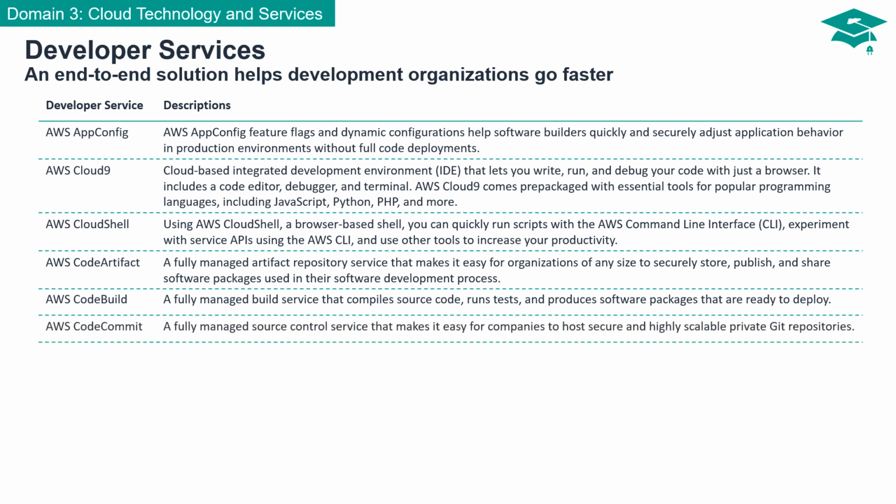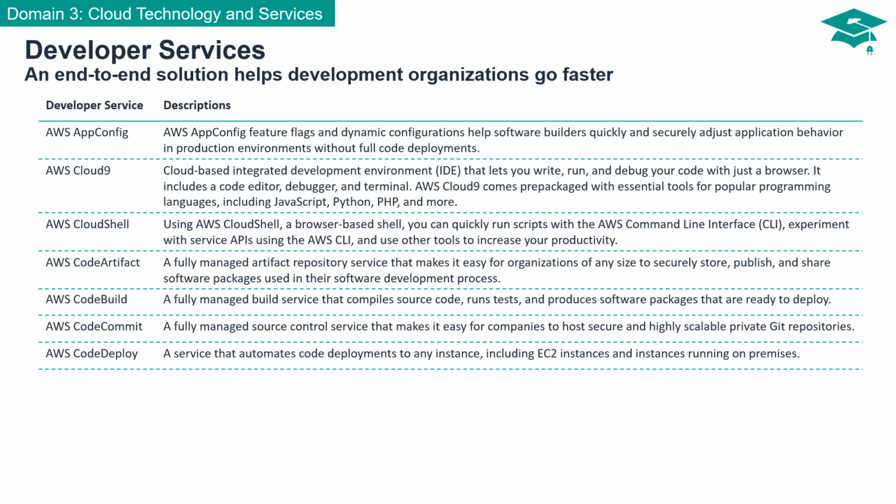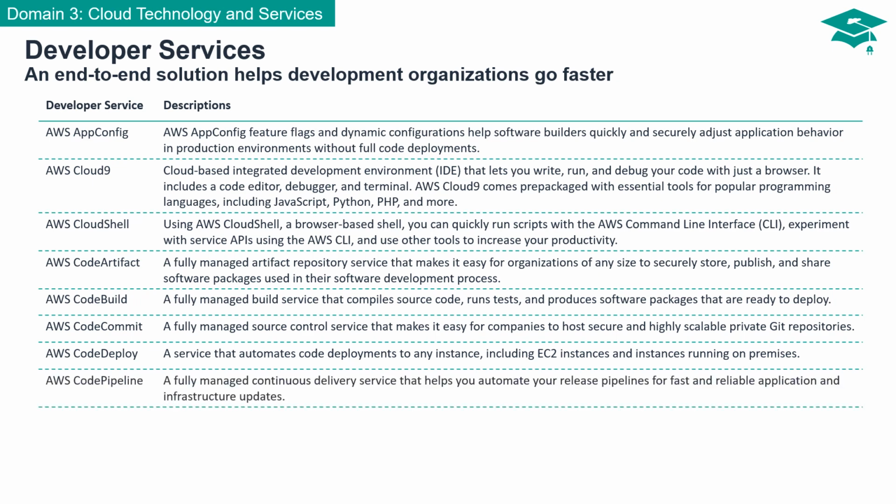AWS CodeCommit is a fully managed source control service. It offers a secure and scalable platform for hosting private Git repositories, simplifying version control for development teams. AWS CodeDeploy is a service that automates code deployments to various instances, including EC2 instances and on-premises servers, ensuring efficient and reliable deployments. AWS CodePipeline is a fully managed continuous delivery service. CodePipeline helps you automate release pipelines, ensuring fast and reliable updates to your applications and infrastructure.